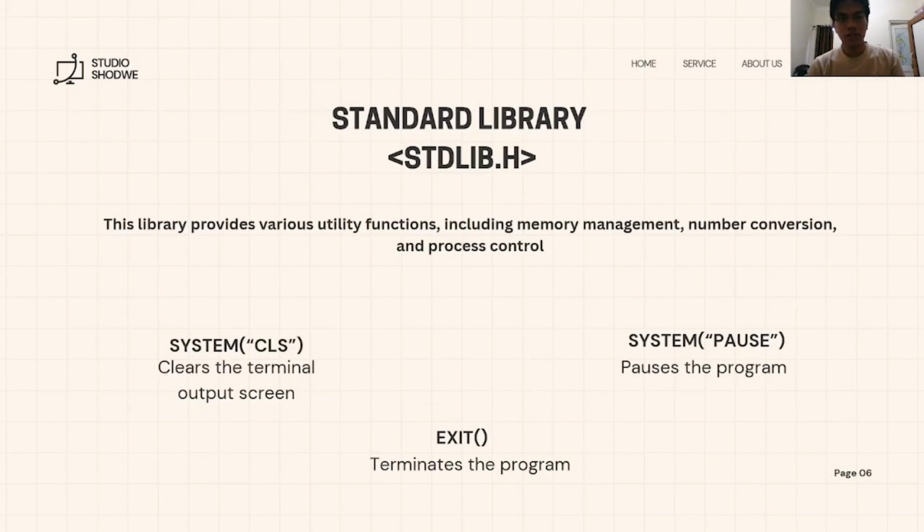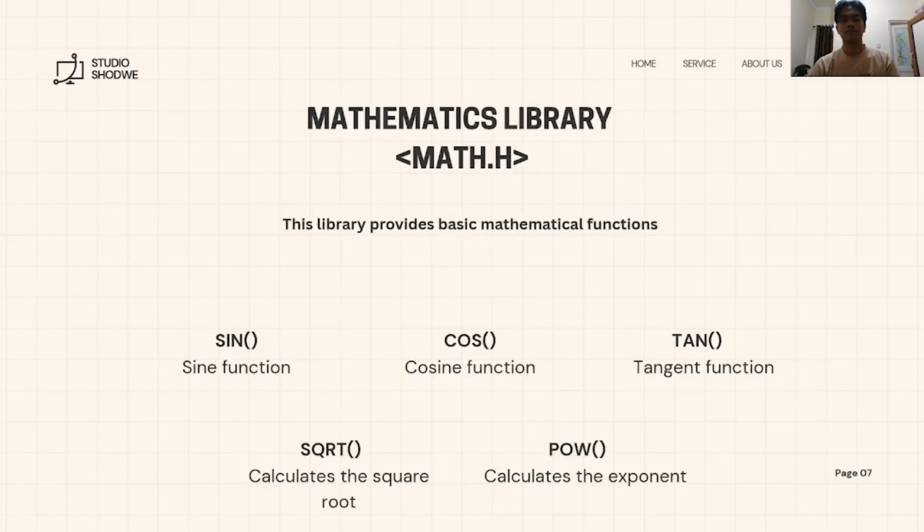Next is the standard library, stdlib.h. This library provides various utility functions, including memory management, number conversions, and process control. For example, first is system cls, which clears the terminal output screen, system pause to pause the program, and exit to terminate the program.